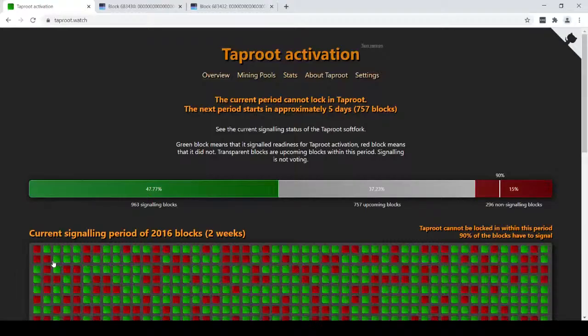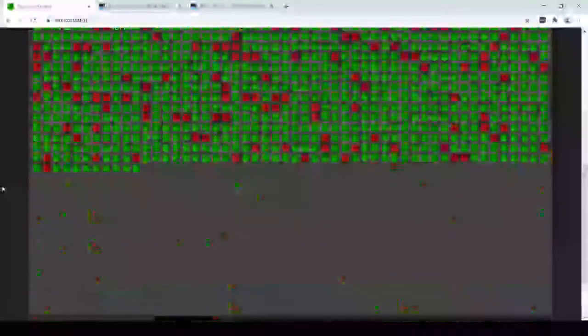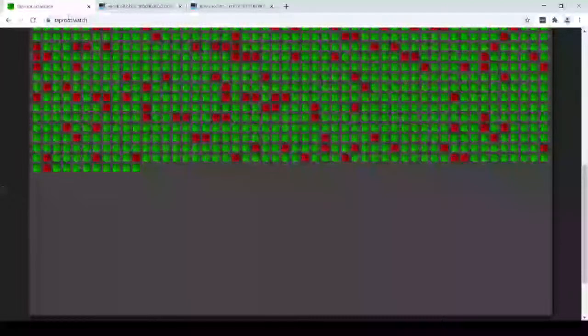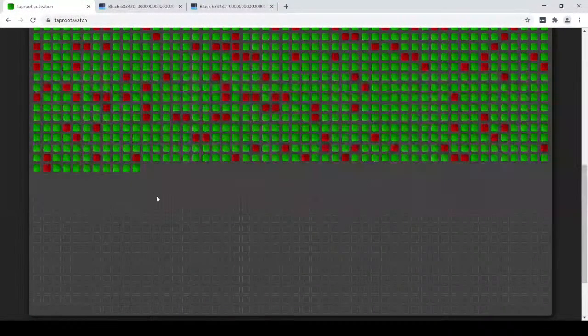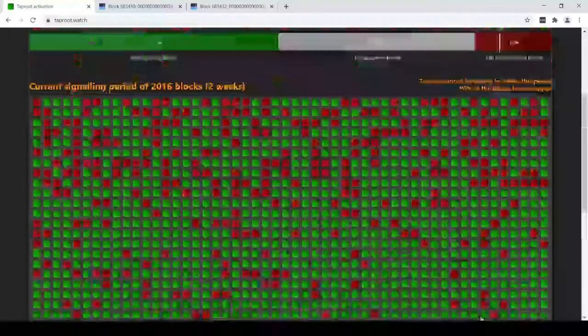Okay, so really simple. It's a 2016 block period. That's all of these blocks, these squares you see here. The ones that have already happened are the ones that are colored in. If they were signaling, they're green. If they're not signaling, they're red. And the ones that are empty, these blocks haven't happened yet. Once the last block of the period, which would be block 685439, is mined, then we start from the top again and we have another signaling period.